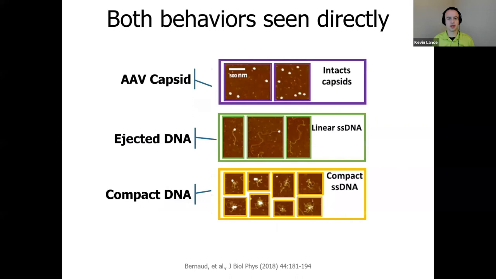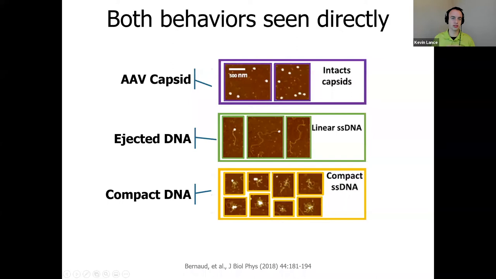So this is actually seen in the literature, in this paper by Bernot, where the authors use atomic force microscopy on serotypes AAV8 and AAV9 to look at how capsid morphology changed over increasing temperatures. At room temperature, they typically have intact round spherical capsids, which on AFM would look like a bright white disk. As temperature increased, they began to see two different failure modes, one where DNA was linearly ejected from relatively intact capsids. So you can see, again, the bright white disk with the linearly ejected DNA coming out of it. And the second failure mode is the compact DNA being left behind in a complex tangled pile of DNA after protein shells have ruptured and burst.